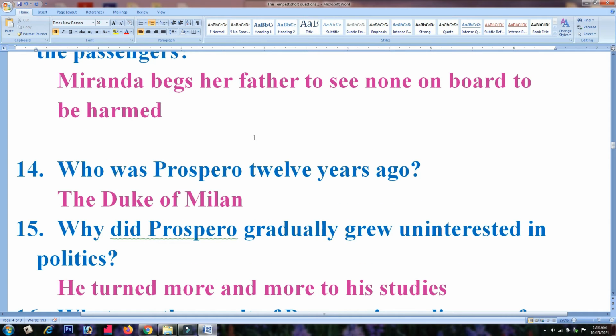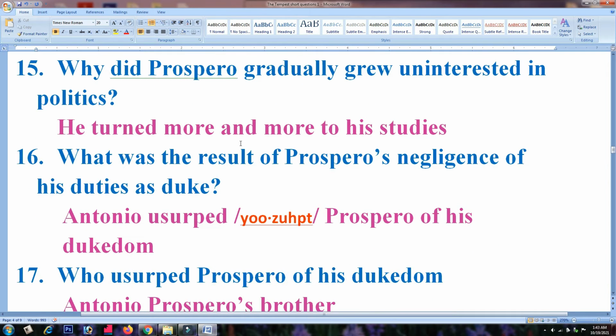Who was Prospero 12 years ago? The Duke of Milan. Why did Prospero gradually grow uninterested in politics? He turned more and more to his studies. What was the result of Prospero's negligence of his duties as Duke? Antonio usurped Prospero of his dukedom.